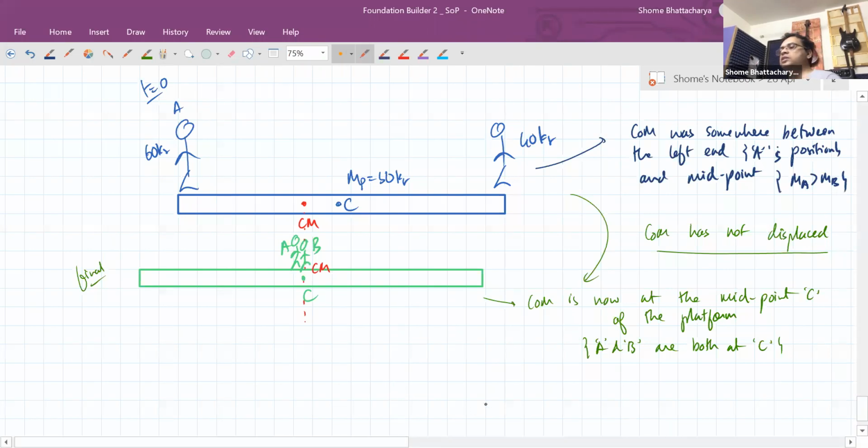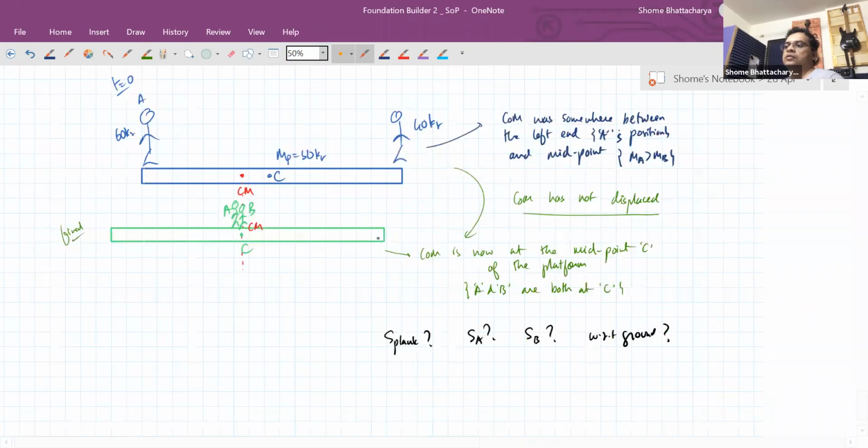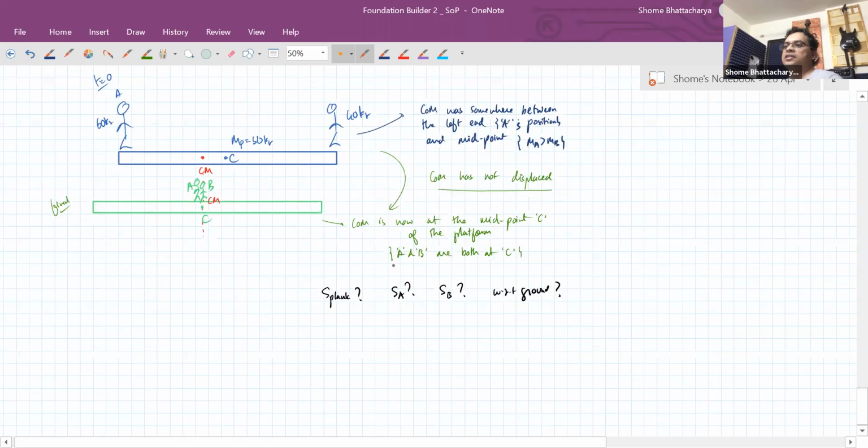So from this, can you tell me what is the displacement of the plank? What is A's displacement? And what is the displacement of B with respect to ground? Sir, plank means? Displacement of the plank. Now the plank has shifted backwards.